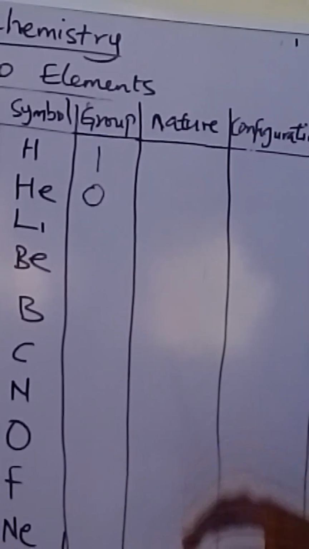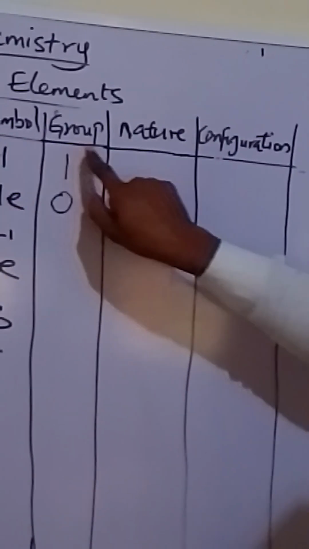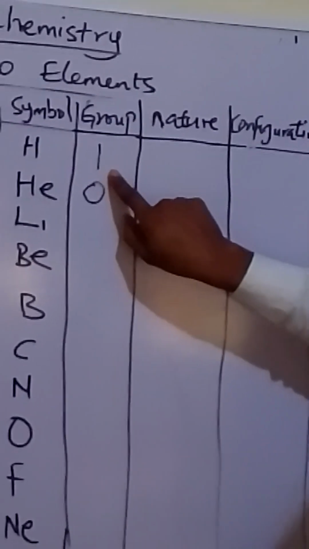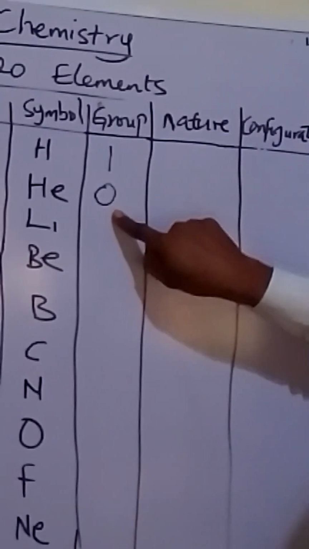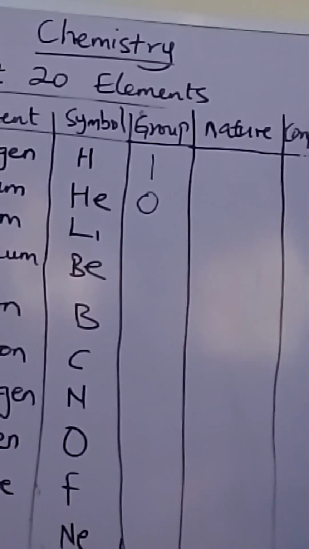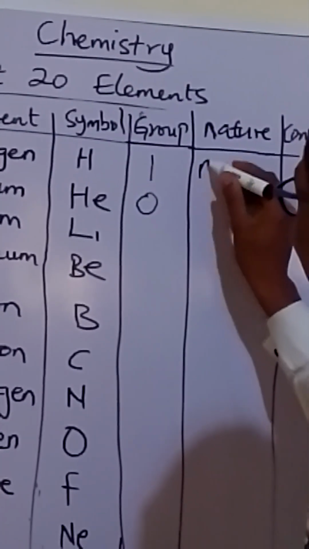Alright, I want to use these 2 as the basis and then complete the other ones. Now, the group of hydrogen is 1, while the group of helium is 0. The nature of hydrogen is that hydrogen is a metal.